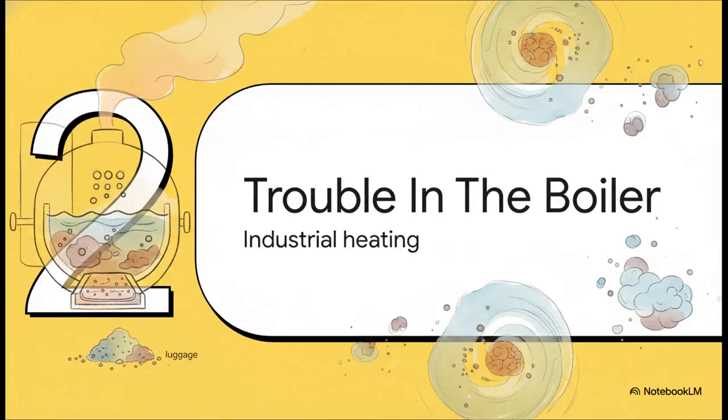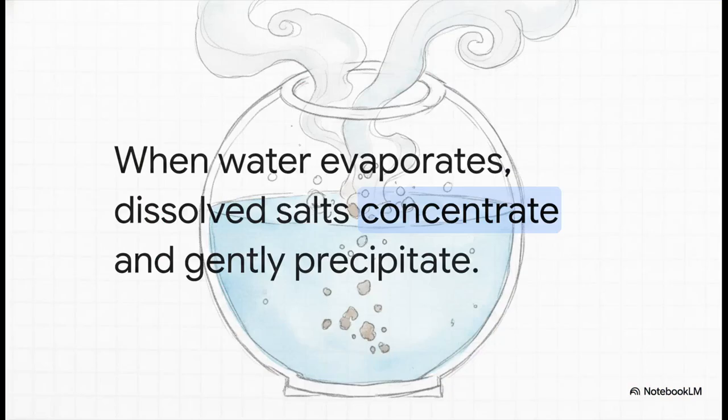Section 2. Trouble in the boiler. Okay, so let's see how this builds up in a real-world application. We're going to look at an industrial setting, specifically a boiler, where intense heat forces the water to finally drop its luggage. In factories, water is continuously heated under super high pressure to generate steam.